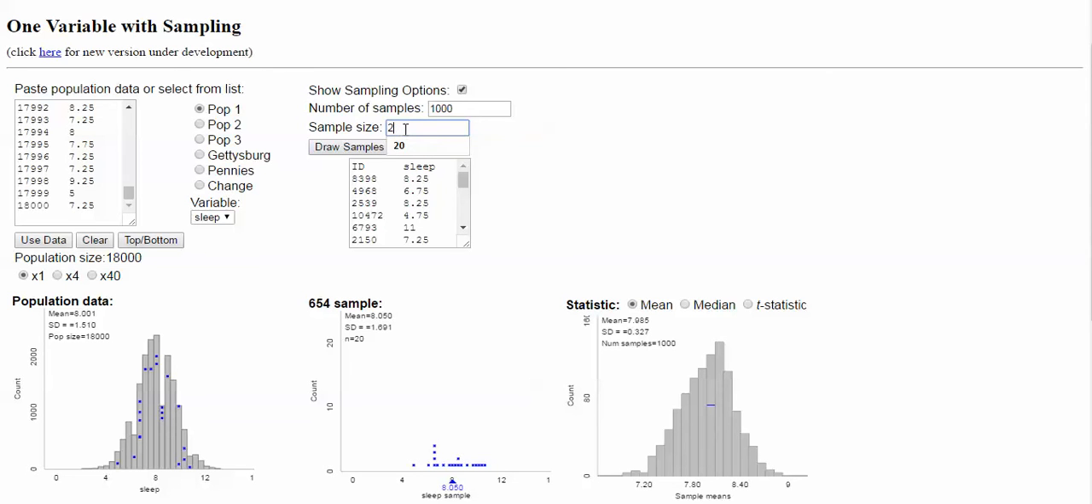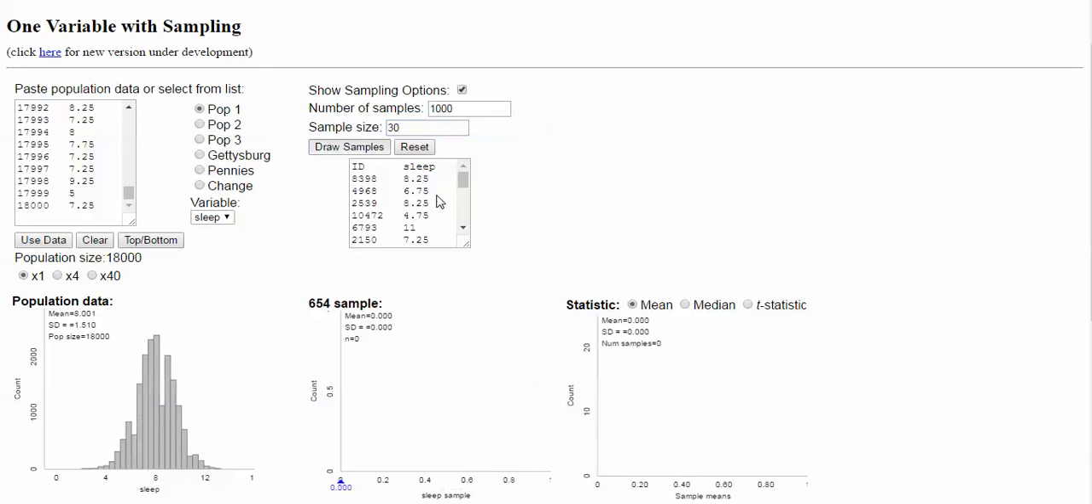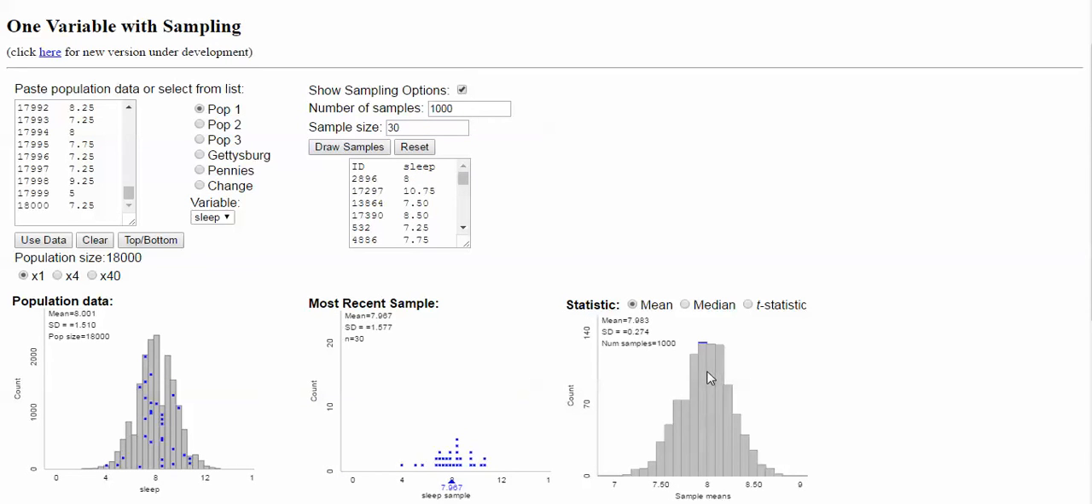Now, what if we looked at combinations of 30 people? In this graph, each building block is the mean of a certain combination of 30 people. This is the mean of these 30. This is the mean of these 30. And this is the mean of these 30. The sampling distribution still has a normal shape because the population is normal.